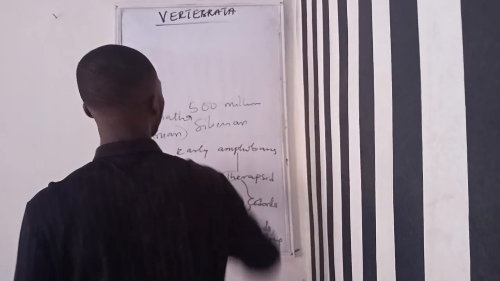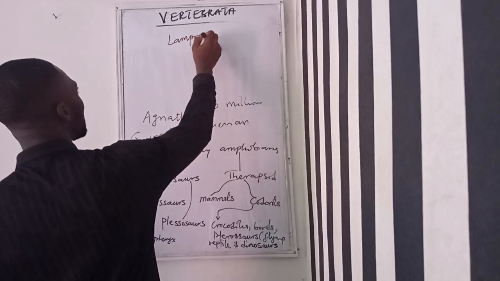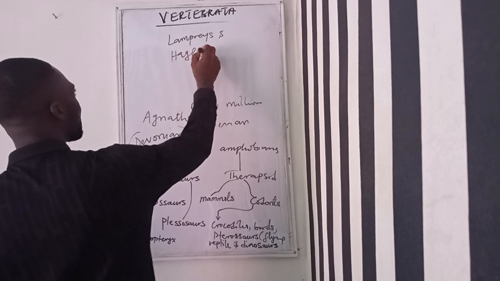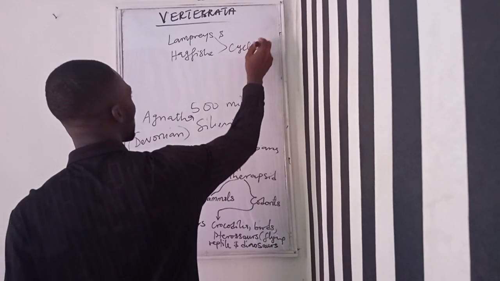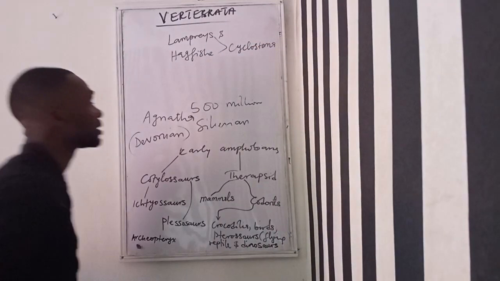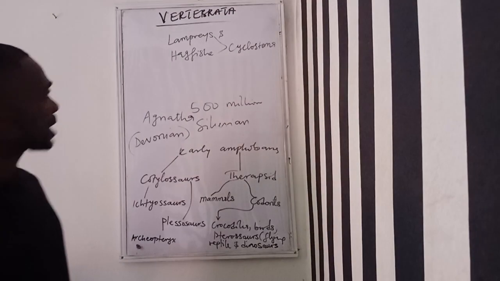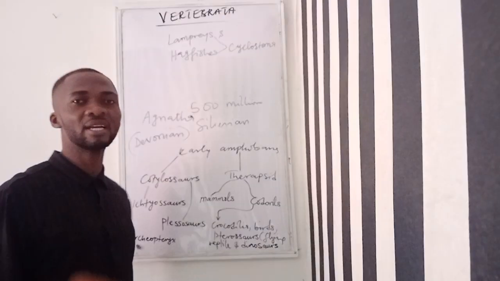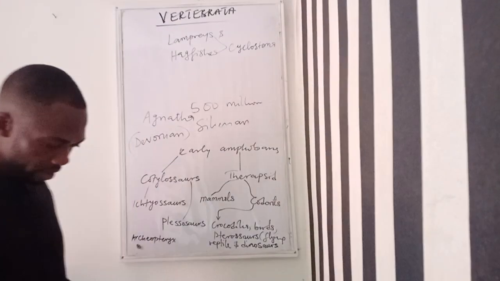These two different representatives are called the lampreys and hagfishes. Lampreys and hagfishes are under the class Cyclostomata. They gave rise to the lampreys and the hagfishes. So these lampreys and hagfishes became the living representatives of the Agnatha that went into extinction. Okay.